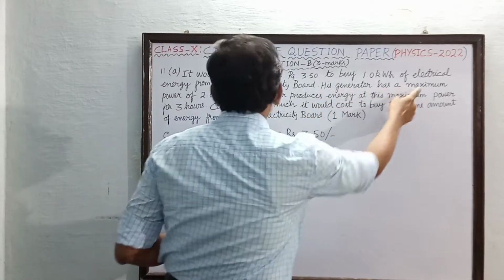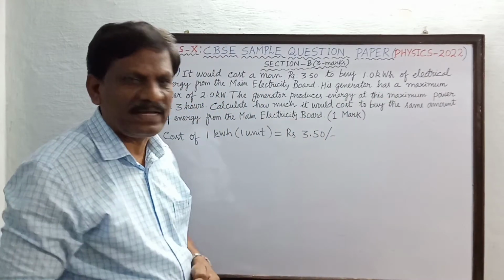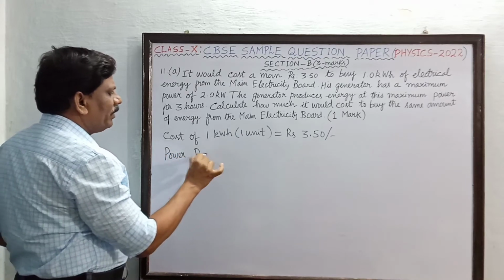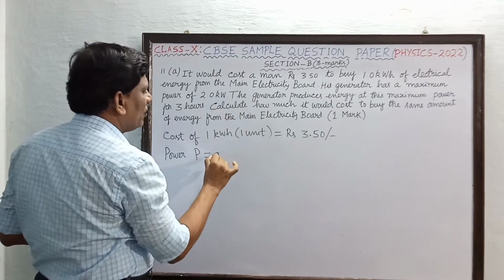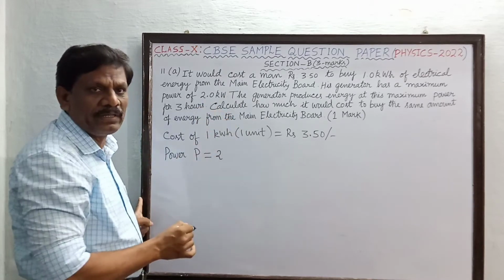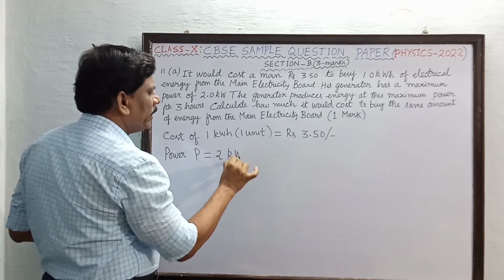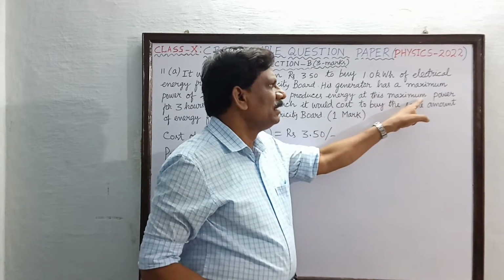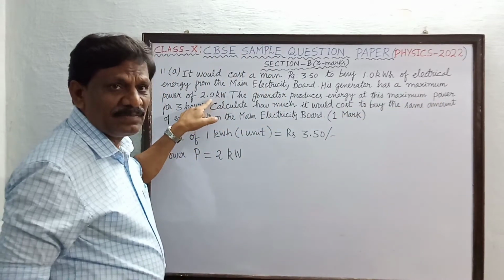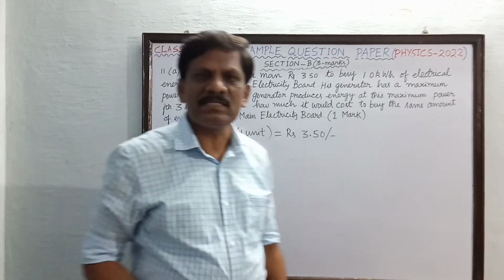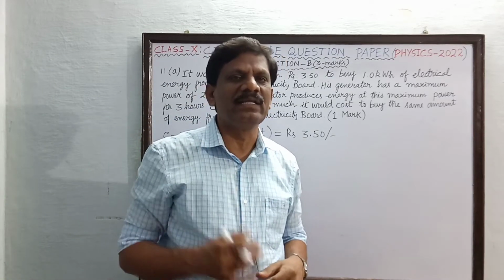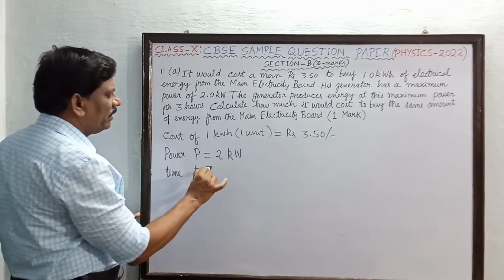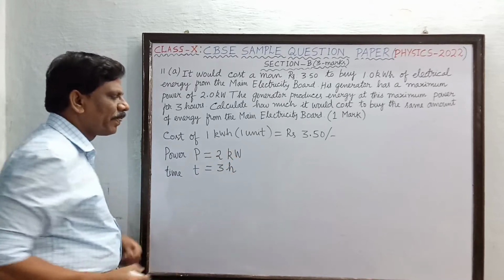His generator has a maximum power of 2 kilowatt. So the power of the generator, P, is equal to 2 kilowatt. 2.0 means it is 2 only. Understand? So I will write 2 kilowatt. The generator produces energy at this maximum power for 3 hours. So for how many hours the generator is running is 3 hours. So the time of running of the generator, T, is equal to 3 hours.